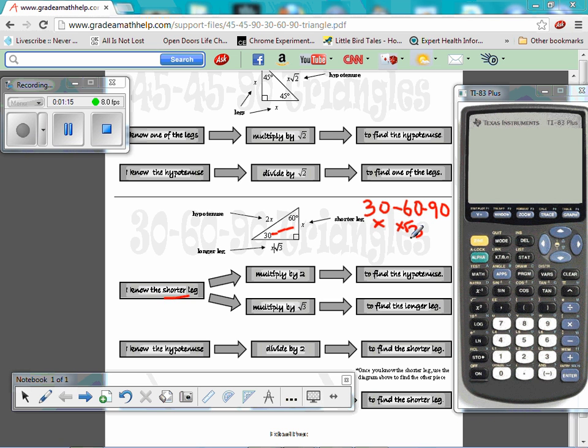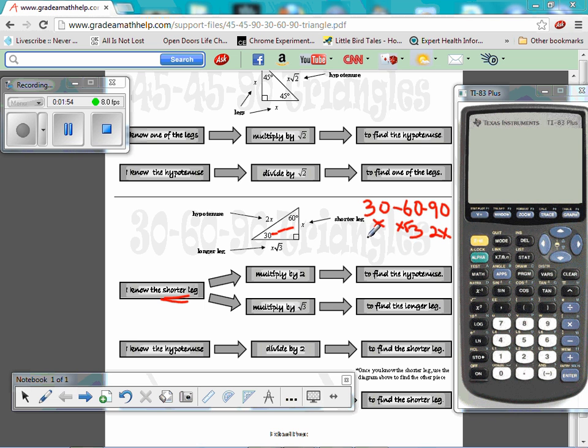And our 90-degree angle is here. You're going to multiply 2 times X. So what are we looking for? It says here, if you know the short leg, multiply by 2 to find the hypotenuse. Just follow a little slow. If we knew this X here, we would multiply by 2 to find the hypotenuse. If we know the short leg and want to find the long leg, you multiply by root 3.